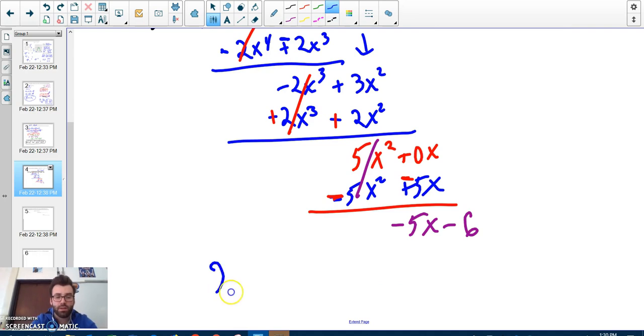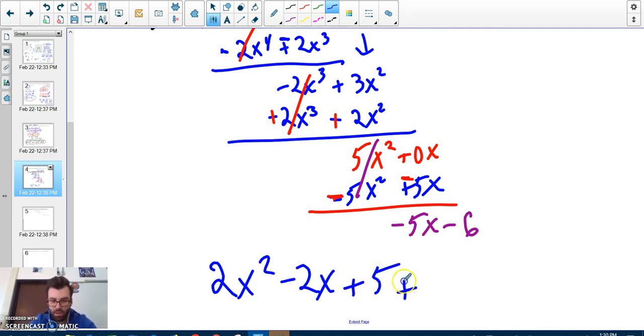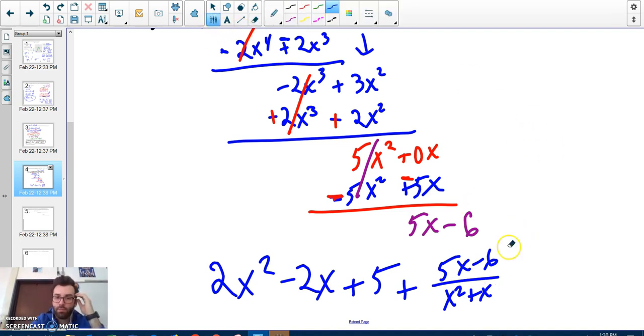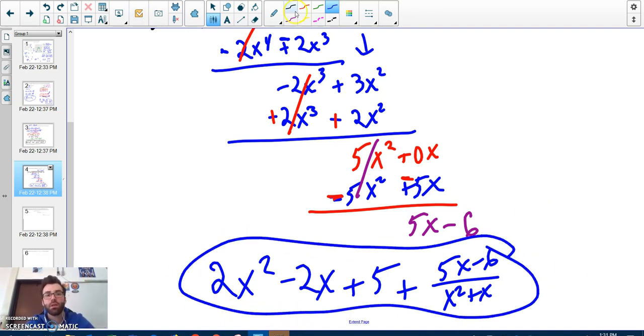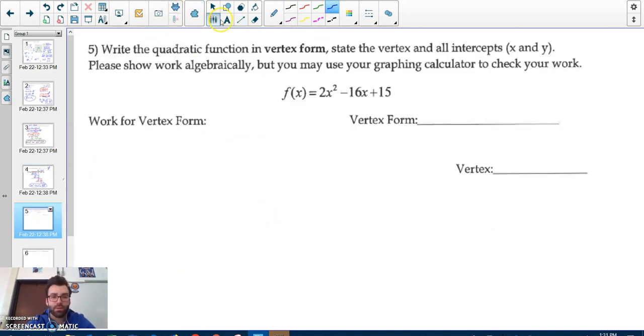My answer is 2x squared minus 2x plus 5 plus my remainder all over x squared plus x. Okay? And we write that remainder, we leave it just like this for our answer. All right? Let's go on to the next one.